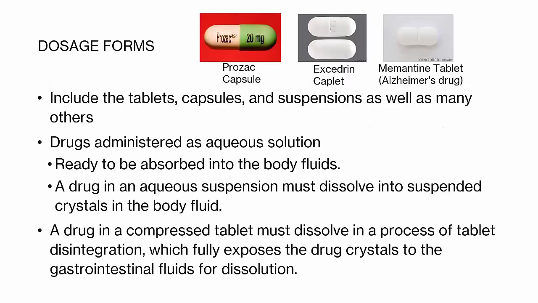The dosage forms of drugs include the familiar tablets, capsules, and suspensions, as well as many other forms. Drugs that are administered as aqueous solutions are ready to be absorbed into body fluids. Several examples include a drug administered in an oily or fat base and dissolve. A drug in an aqueous suspension must dissolve into suspended crystals in the body fluid. A drug in a compressed tablet must dissolve in a process of tablet disintegration, which fully exposes the drug crystals to the gastrointestinal fluids for dissolution.